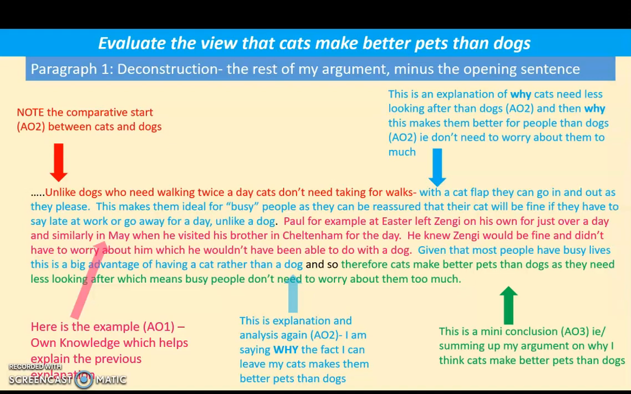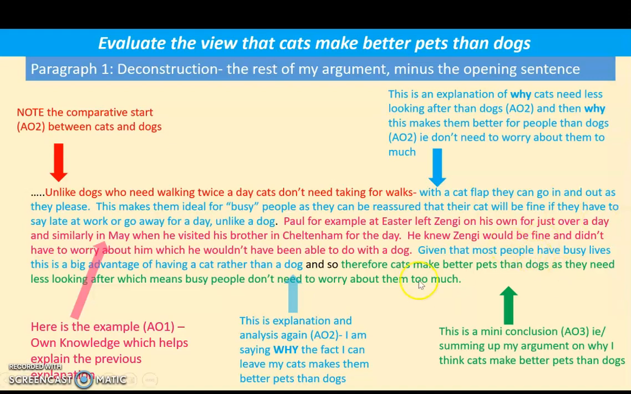And then the bit in green is our mini conclusion, which is AO3. Quite a good word to use before a conclusion is either the word "so" or "therefore". If you see the word therefore, you immediately think a conclusion is going to pop up. So therefore, cats are better than dogs as they need less looking after, which means that busy people don't need to worry about them too much. So it's a conclusion with a bit of an explanation in there as well, isn't it? You know, which means that busy people don't need to worry. So it's doing AO2 and AO3. So "therefore" is always a really good word to use when you're doing a conclusion.